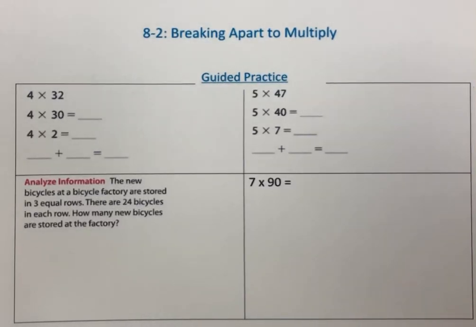All right, let's take a look at these multiplication problems in lesson 8-2, breaking apart to multiply. So in this lesson, boys and girls, we're learning about the strategy called partial products, and that's what we're going to be using to solve these four problems. So let's take a look at the first one. Here we have 4 times 32.